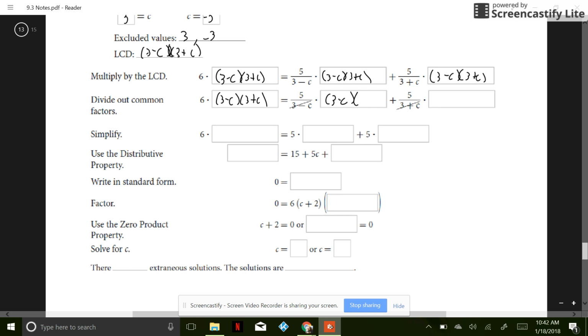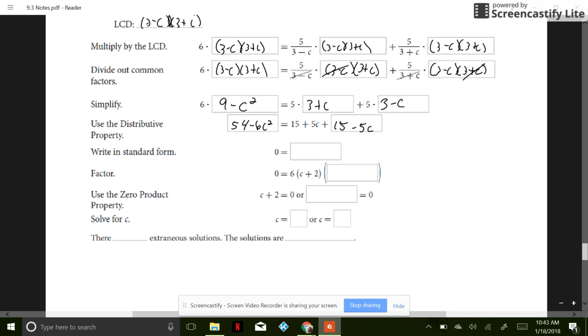So again, we multiplied everything by the LCD. So those 3 minus c's will go away there. The 3 plus c's will go away there. 3 minus c times 3 plus c is actually a difference of squares, so it will become 9 minus c squared. Here we'll have 5 times 3 plus c, 5 times 3 minus c. This will give us 54 minus 6c squared is equal to 15 plus 5c plus 15 minus 5c.